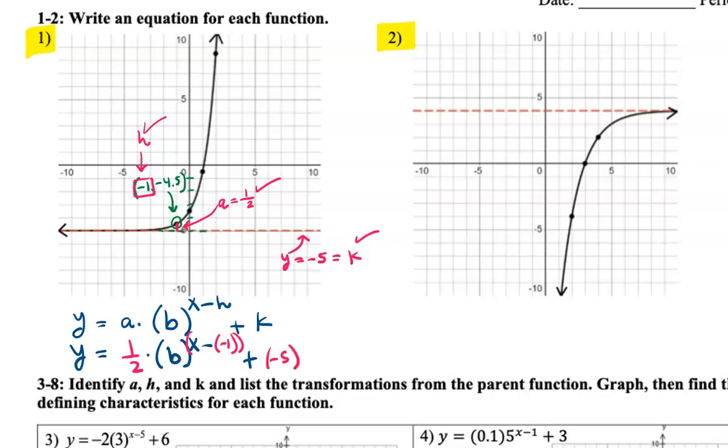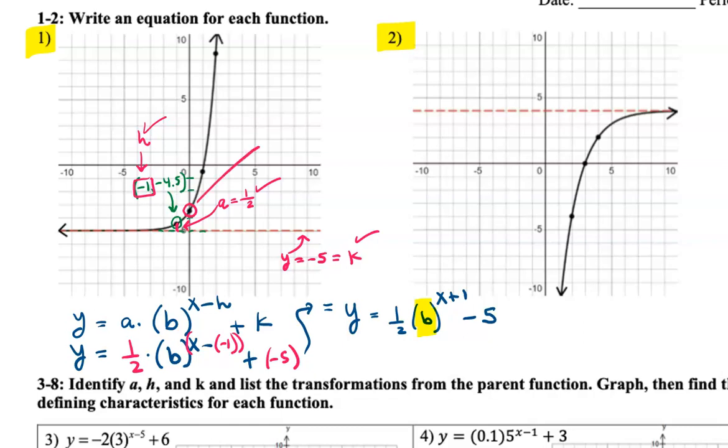Okay, so after putting in all that information for number 1, I have y equals 1/2 times the base b raised to the power of x plus 1, and then -5. So I know every part of my equation except for b. To find b, I need to locate another point on the graph. I usually like to use whichever one is closest to h. It doesn't matter though, but that's just what I tend to use.